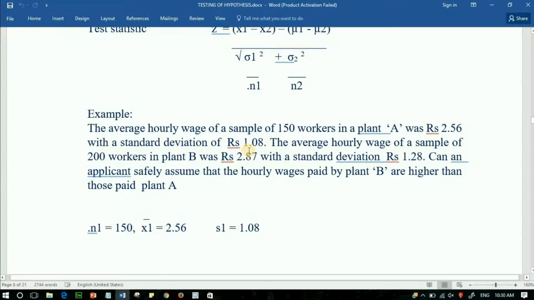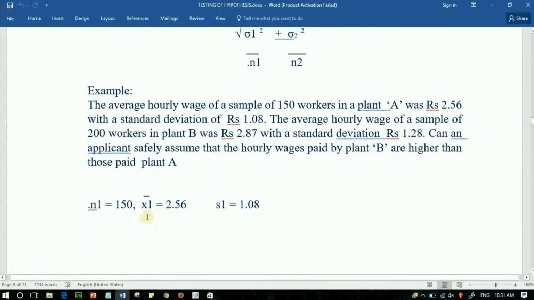The average hourly wage of a sample of 200 workers in plant B was rupees 2.87 with a standard deviation of rupees 1.28. Can an applicant safely assume that the hourly wages paid by plant B are higher than those of plant A? So you can look at that. This is related to sample values.